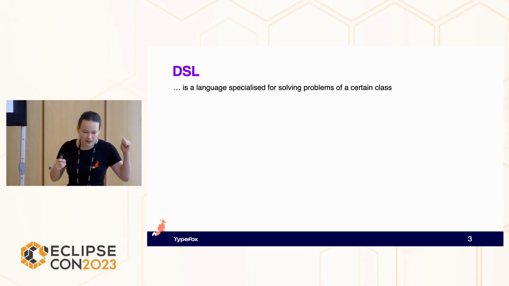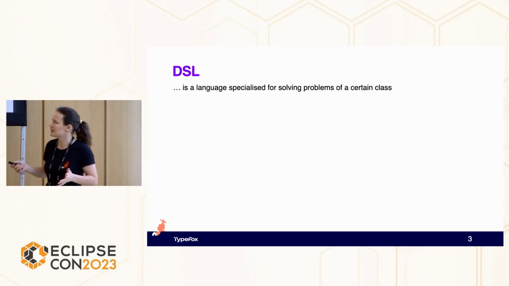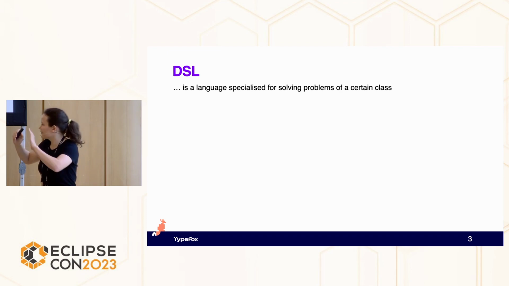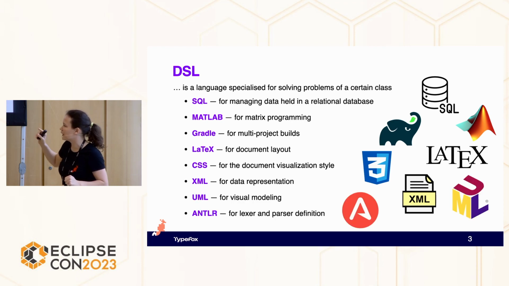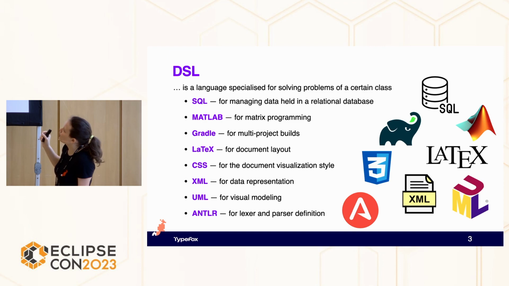A DSL is a language specialized for solving problems of a certain class. Of course, you have met many such things in your life. 1, 2, 3, 4, 5, 6, 7, 8, 9, many of these things, all of them are domain-specific languages, like ANTLR for lexer and parser definition, or SQL for managing data held in a relational database.